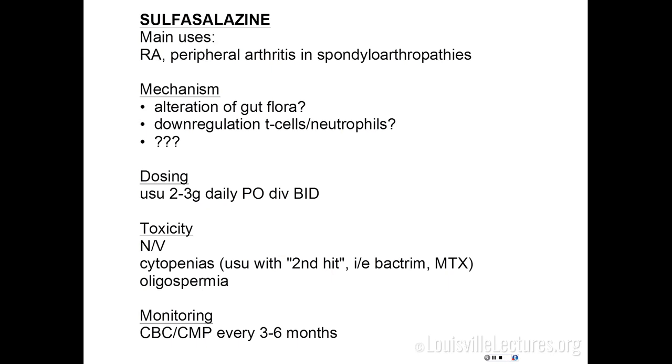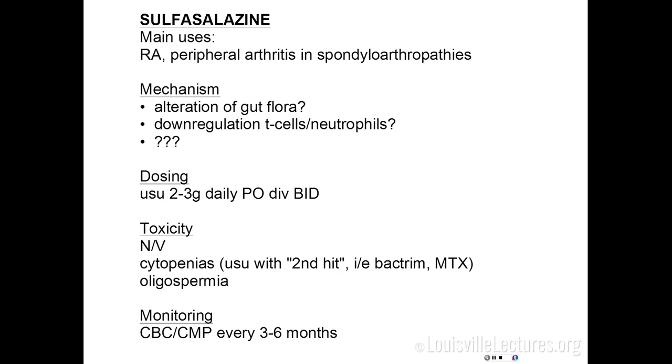Our other major oral DMARD is sulfasalazine. Almost never used by itself. It's not a very good drug by itself, but we use it in combination therapy a fair amount, mainly in RA. And then we sometimes will use it in patients with spondyloarthropathies with significant peripheral arthritis. It has shown some effect in peripheral arthritis. It doesn't do anything for the axial symptoms, but it does help with the peripheral arthritis.